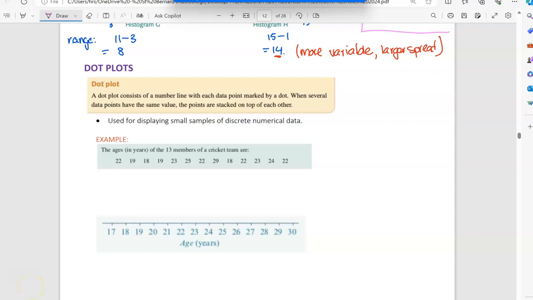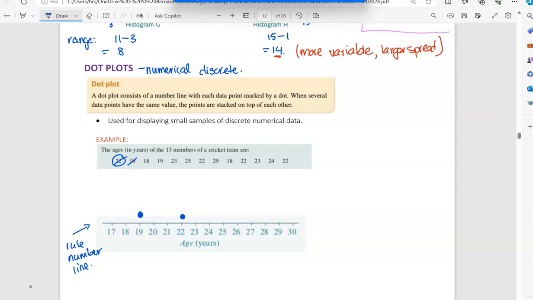Right, so now we're going to look at dot plots, which is another way of displaying numerical data. But let's just put here that it's generally best for numerical discrete data. With a dot plot, we must have a ruled number line, and then a dot goes above each number. So if you look here, we've got a 22, so I put a dot. And then I have a 19, so I put a dot above that.